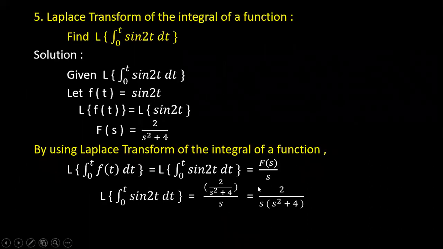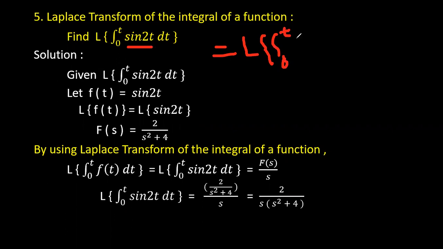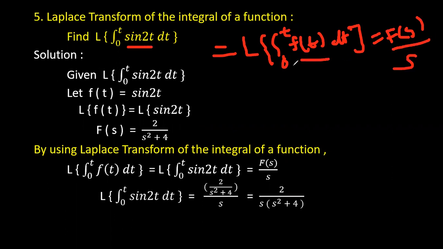Okay. So the last and final method is nothing but Laplace transform of the integral of a function. Okay. So I have chosen a simple problem on this. Find the Laplace transform of integral of 0 to t sin 2t. So this should be compared with Laplace transform of integral 0 to t f of t dt, that is equal to f of s by s. So first we have to convert this f of t function into f of s. Okay, so for integral 0 to t, you have to divide this f of s function by one single s term, s value.